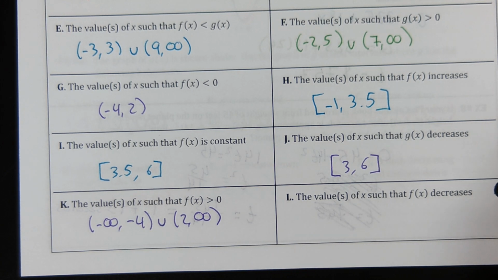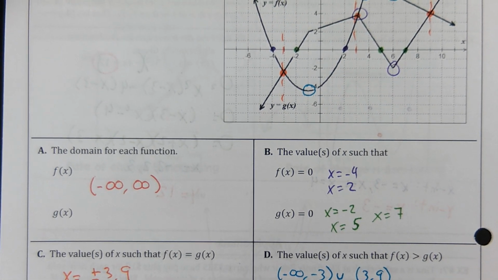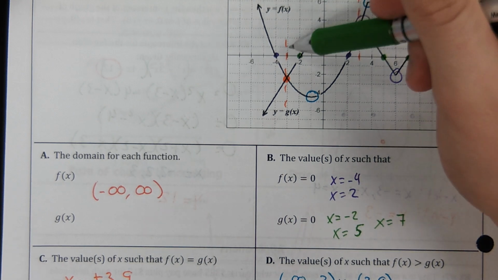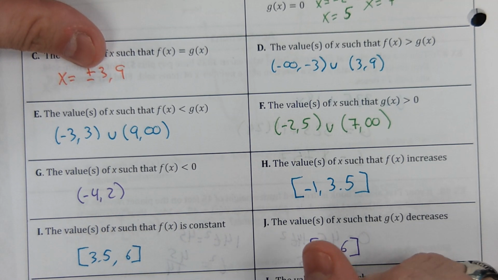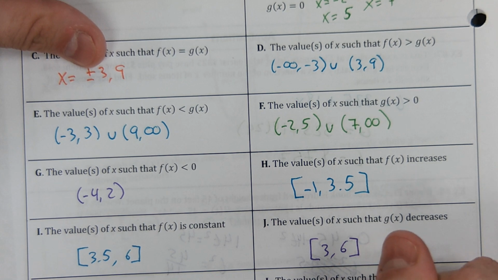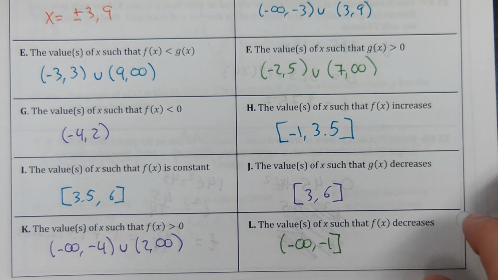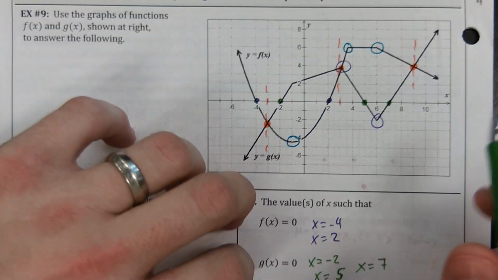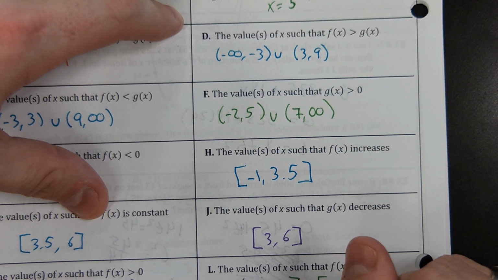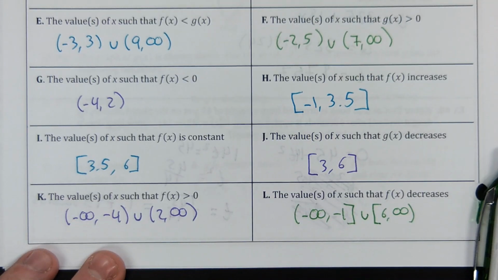And lastly, to wrap up section 1.1, when is f of x decreasing? When is our roller coaster going down for f of x? Looks to me like to the left of the first blue circle, so negative infinity to negative 1. Increasing, decreasing always gets a bracket. And after 6, there it is. Oop, couldn't see it on the screen.